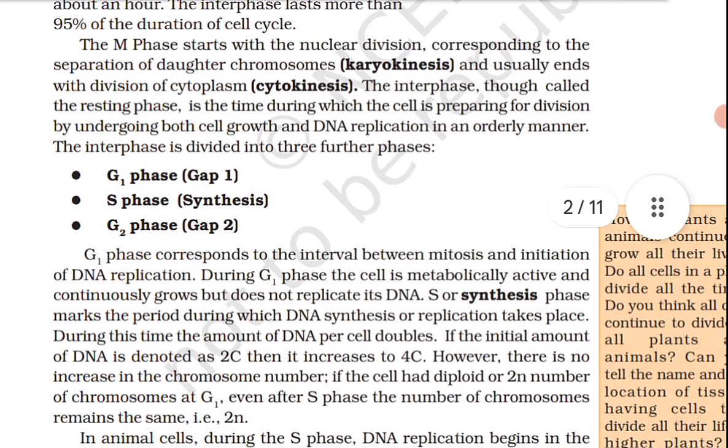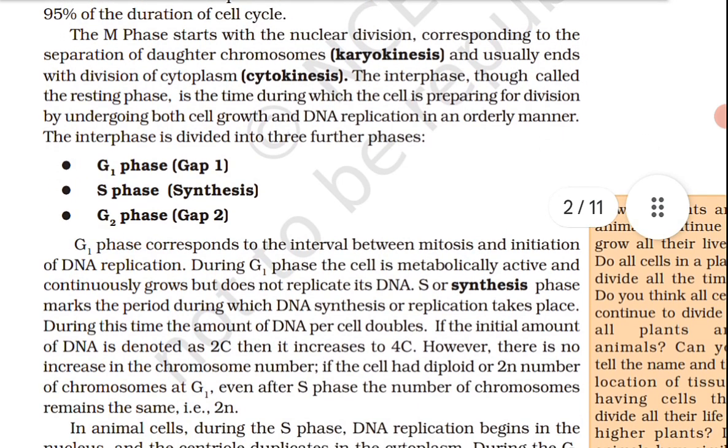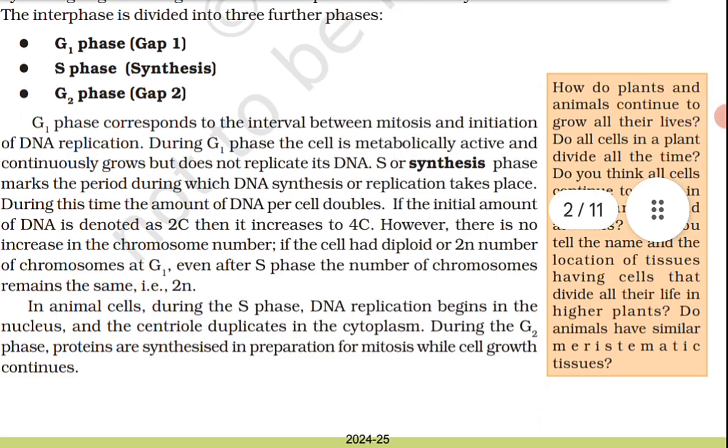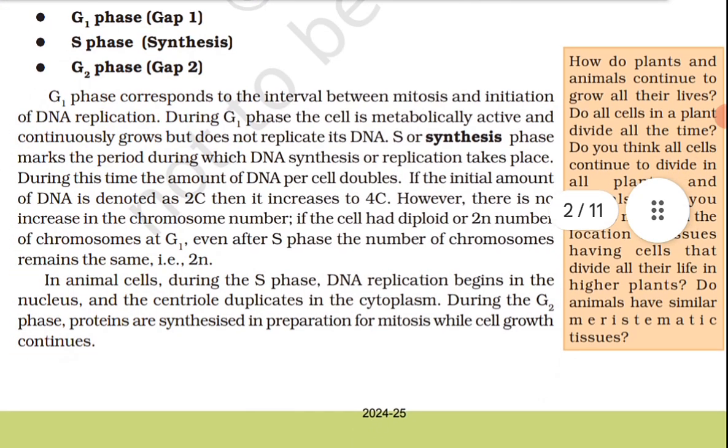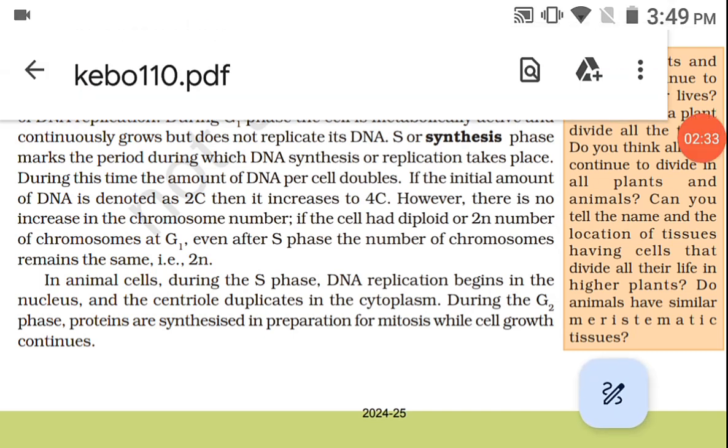Now, there is a box in yellow color. How do plants and animals continue to grow all their lives? Do all cells in a plant divide all the time? Do you think all cells continue to divide in all plants and animals? Can you tell the name and the location of tissues having cells that divide all their life in higher plants? Do animals have similar meristematic tissues? Can you tell the name and the location of tissues having cells that divide all their life in higher plants, that are meristematic tissues?